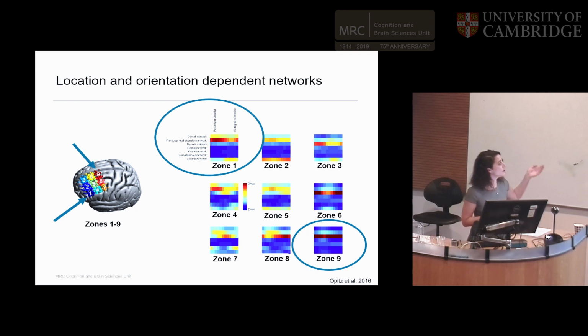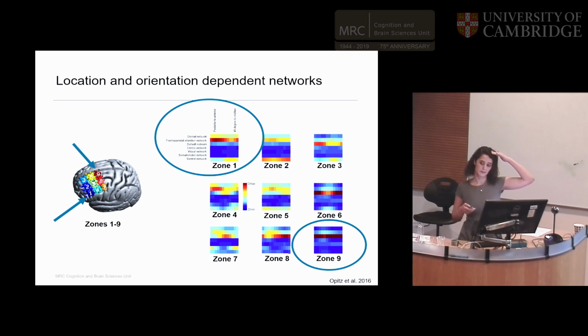So in zone 1, if we just look at the row that shows the dorsal network, we can see that there's a probability that we might hit that region because there's a bit of green there, or that network. But if we look at zone 9, then there isn't really much probability that we can hit the dorsal network in that zone.